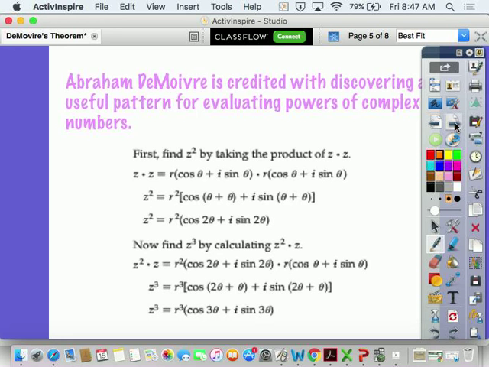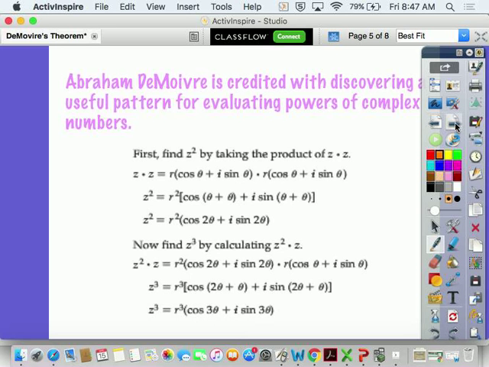Say you had two complex numbers that you wanted to multiply. We already talked about this the other day. When you're multiplying, what do you do to your r's? You multiply them. So r times r is r squared, and to your thetas you add them. Theta plus theta is 2 theta. So z squared would equal r squared times cosine 2 theta plus i sine 2 theta.